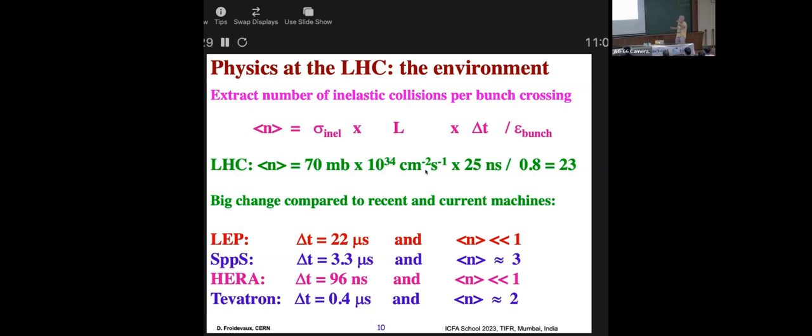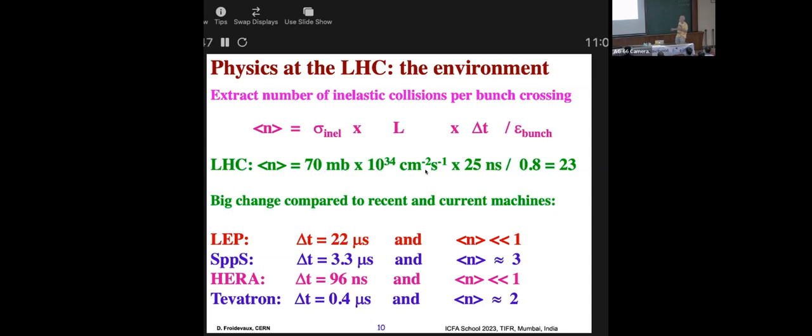And we have gone way above, as you know, to 10^34, so close to 50 or 60. So this is a huge change compared to previous machines. And this was something on which we had to have nightmares all the years of R&D about how we were going to deal with this.